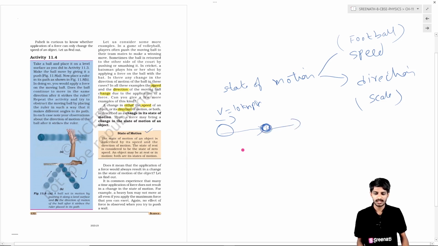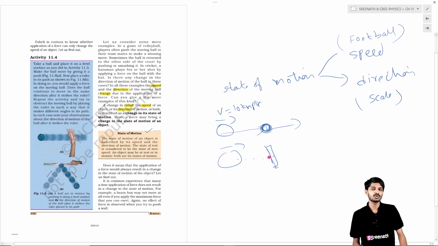But in this question, the ball is coming and here we place a scale. If it comes and strikes, what will happen according to this condition? This scale also must move, but it is not moving. Why? Because we are applying some force on this scale.